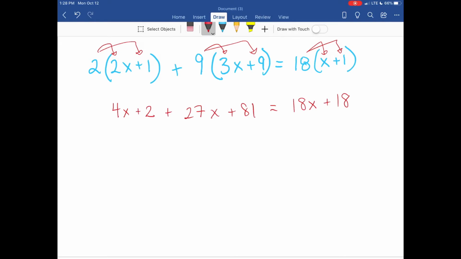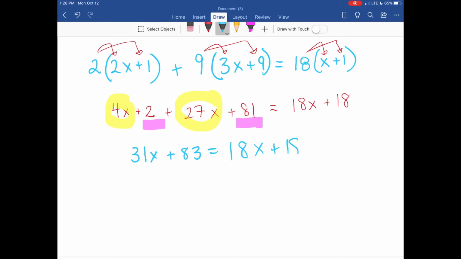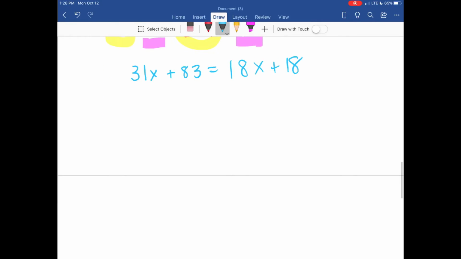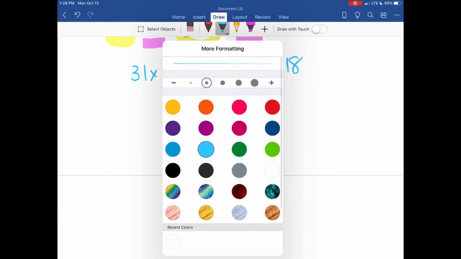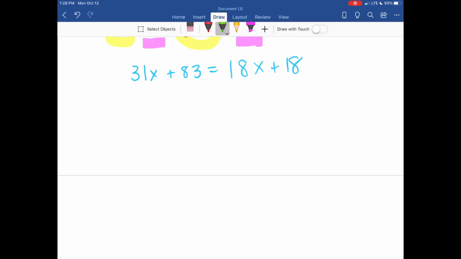So folks, now you are identifying and looking for the like terms. And I hope that you saw there's a 4x on the left side and a 27x on the left side. That gives me 31 x's if I combine those 2. I also have on that left side a positive 2 and an 81. So I can add those 2 together, and I've got 83. And then I still have the stuff on the right side of the equation. So now we can just start moving things. We're into the isolation phase. We're isolating that variable.